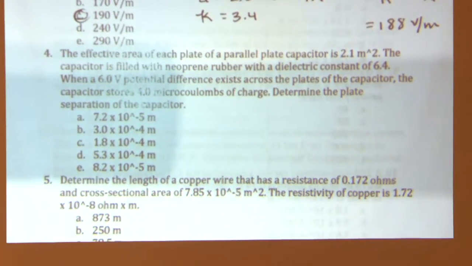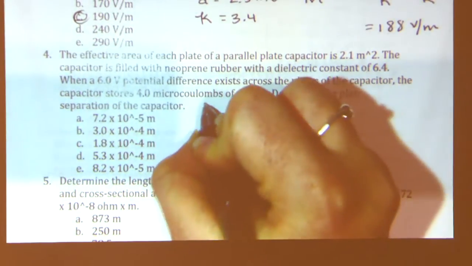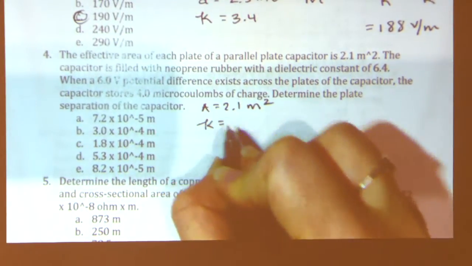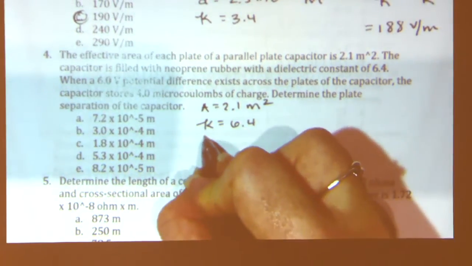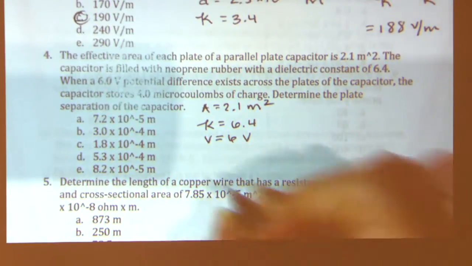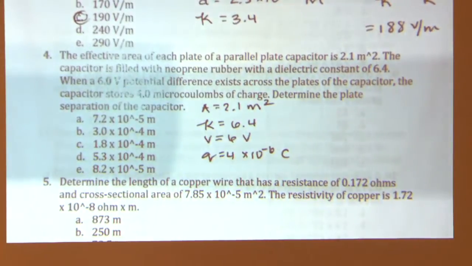Okay. So the next question, the effective area of each plate of a parallel plate capacitor is 2.1 meters squared. The capacitor is filled with neoprene rubber with a dielectric constant, so our fancy K, of 6.4. And we have a potential difference of 6 volts existing across the plates of the capacitor. And the capacitor is storing 4 microcoulombs of charge. We want to determine the plate separation of the capacitor.